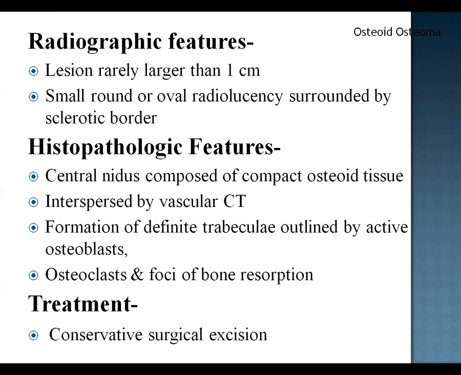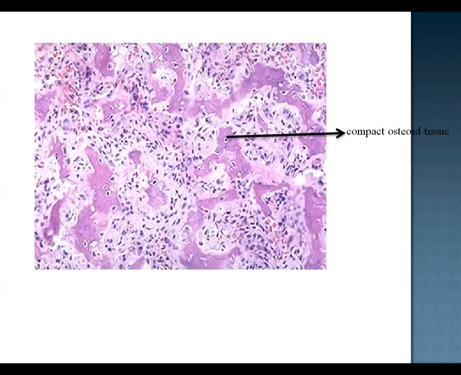Radiographic features: lesion rarely larger than 1 centimeter, small, round or oval, radiolucency surrounded by a sclerotic border. Histopathological features: central lesions composed of complex osteoid tissue, interspersed by vascular connective tissue, formation of definite trabeculae outlined by active osteoblasts and osteoclasts and foci of bone resorption, compact osteoid tissue.